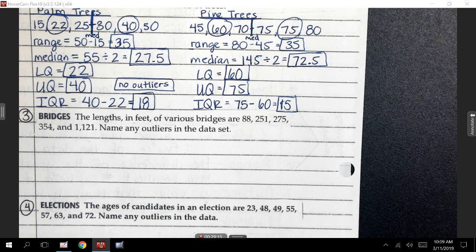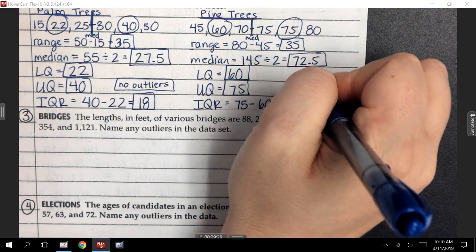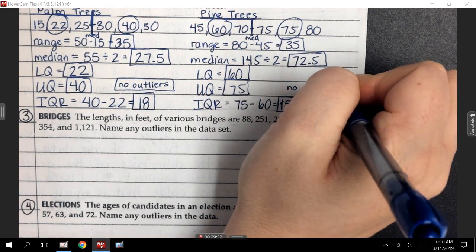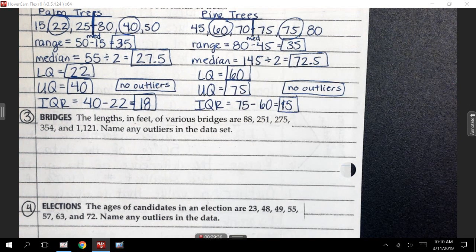Julia? Is 15 away from 60? I mean, it's far away, but when you're looking at numbers like 45, 60, 75, 80, is 15 really that much? No. So guys, again, there are no outliers. Remember when I told you at the beginning of class, outliers don't happen a lot? Have we even seen an outlier yet? No. So maybe let's look at some examples of where we would see one.